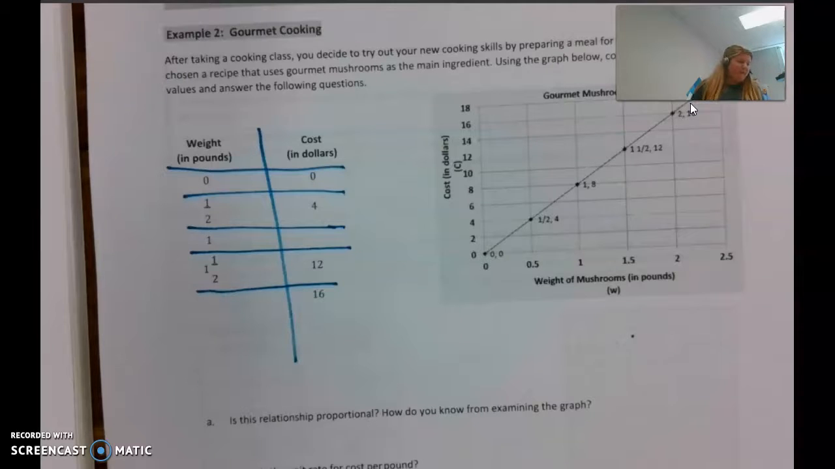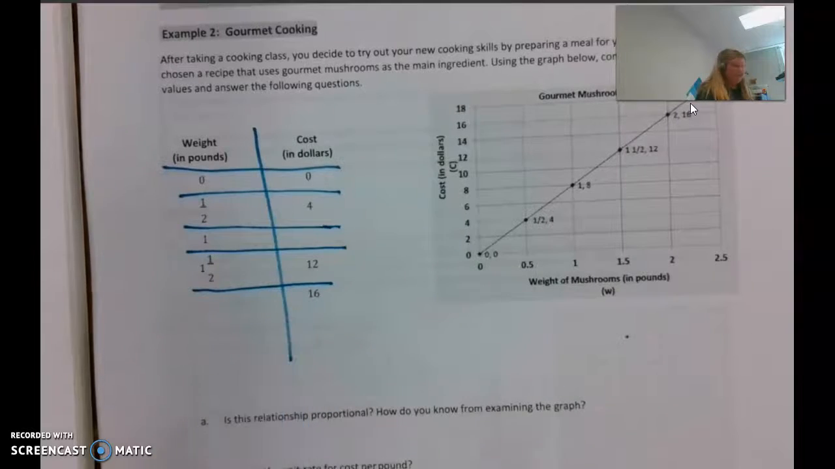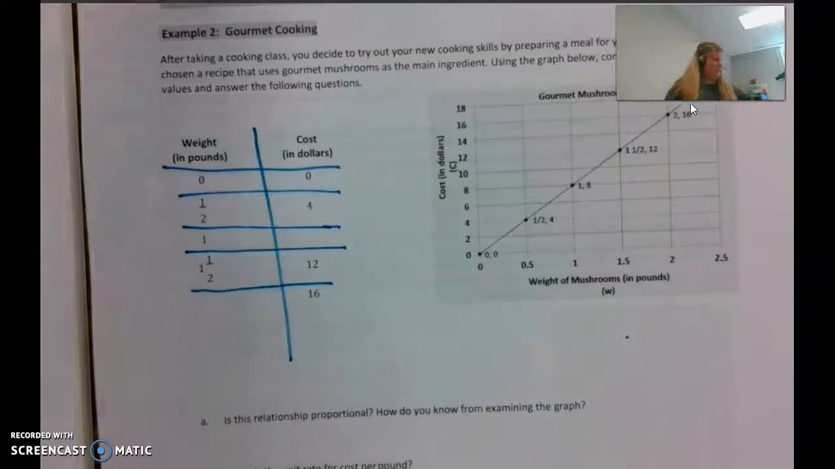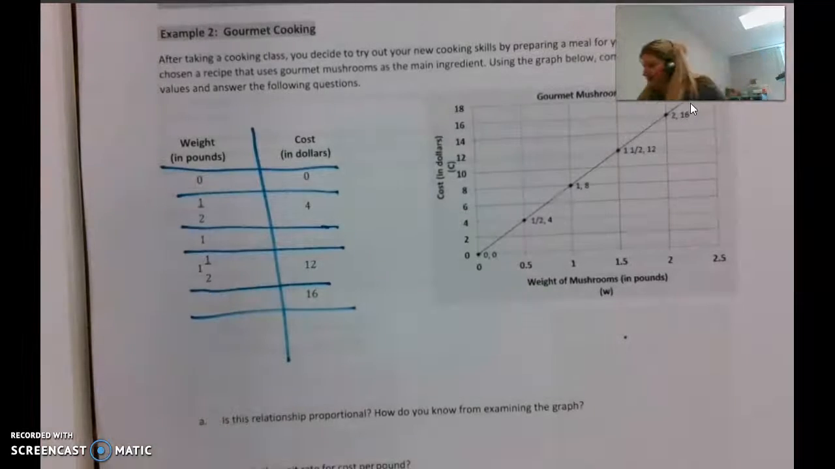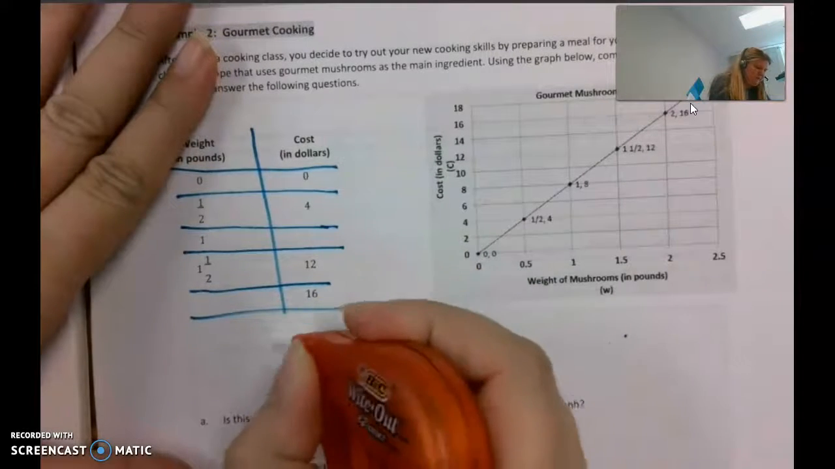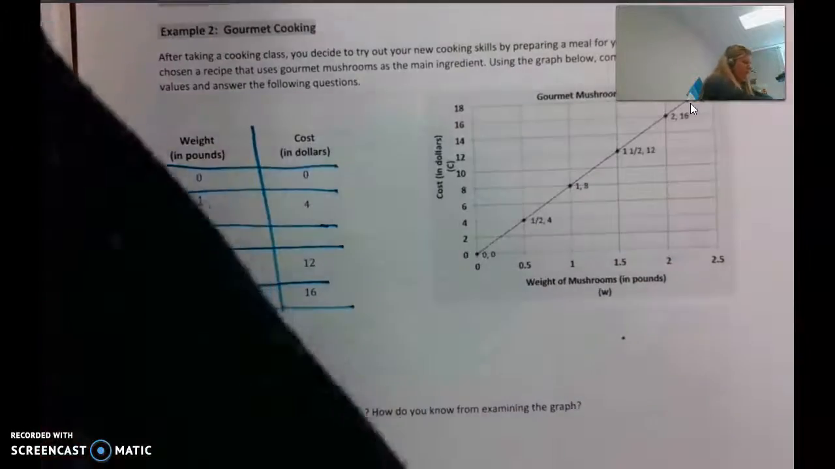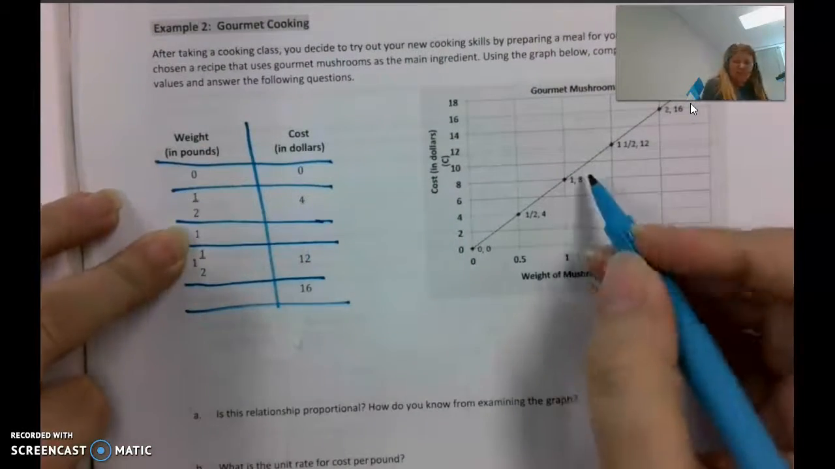Wow. You have chosen a recipe that uses gourmet mushrooms as the main ingredient. Use the graph below, complete the table of values, and answer the questions. So, I added these lines in here just for organization because they were all jumbled up. I think that's just the way it printed, but it's all jumbled. So, I'm going to figure out how to find my missing values by using the table.